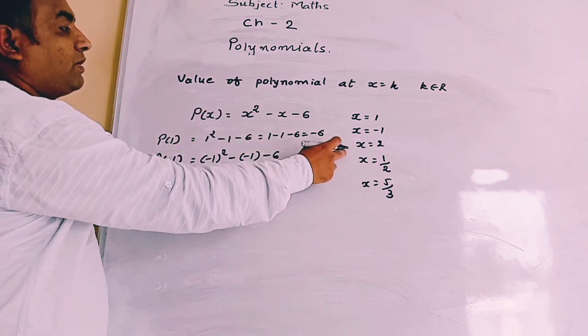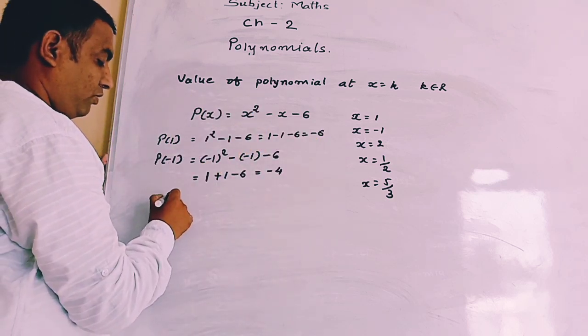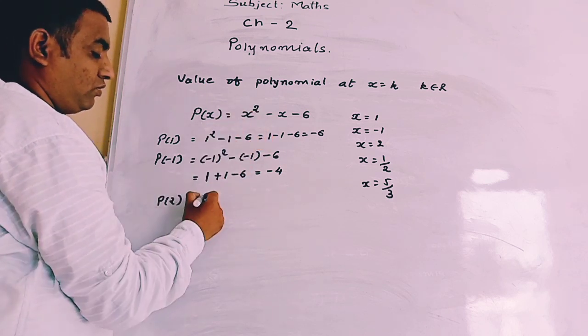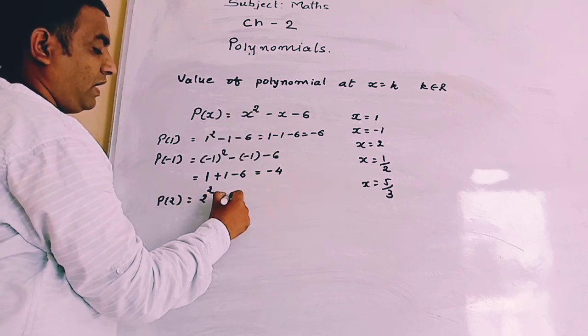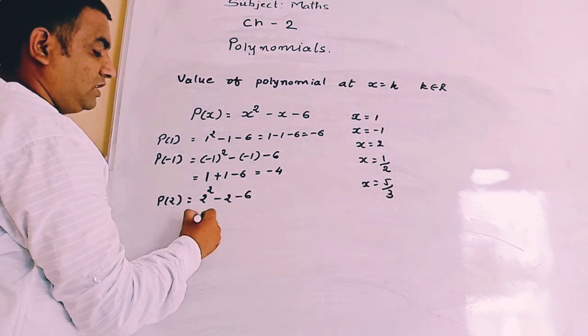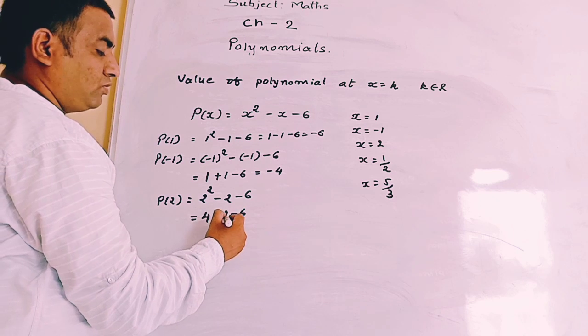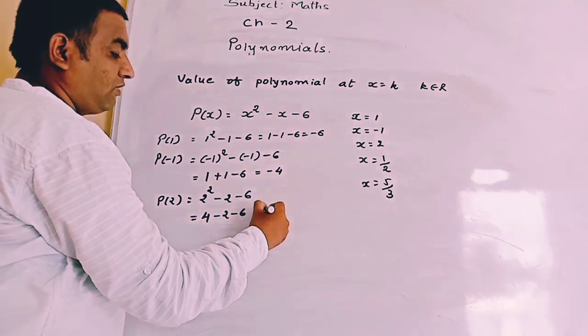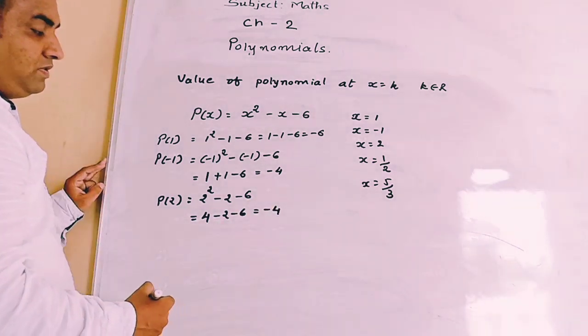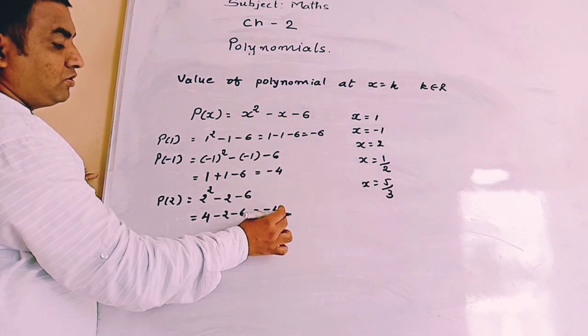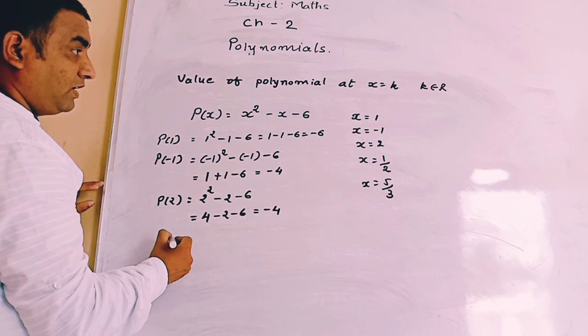Now suppose we substitute 2, then x is replaced by 2. So 2 square minus 2 minus 6. So 4 minus 2 minus 6, so 4 minus 2 is 2, minus 6. That will be minus 4. So at x equals 2, its value will also be minus 4.